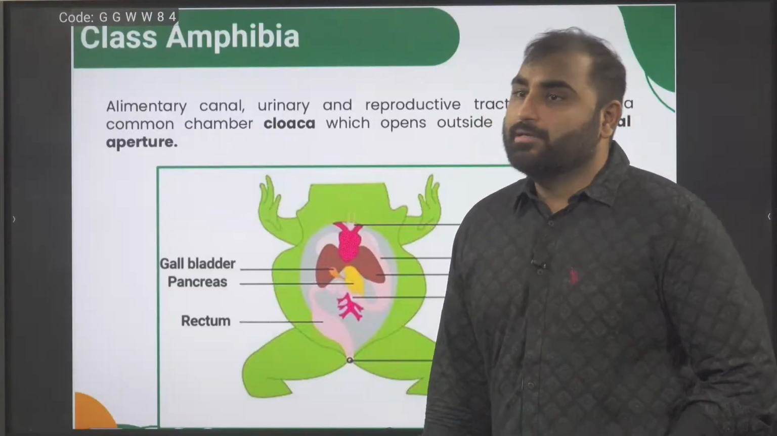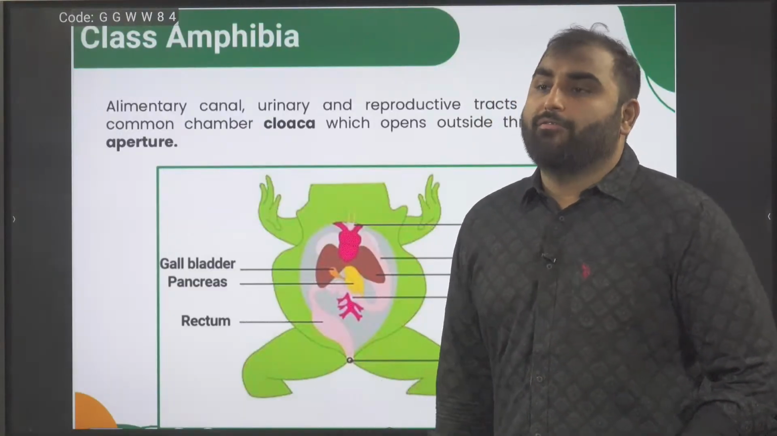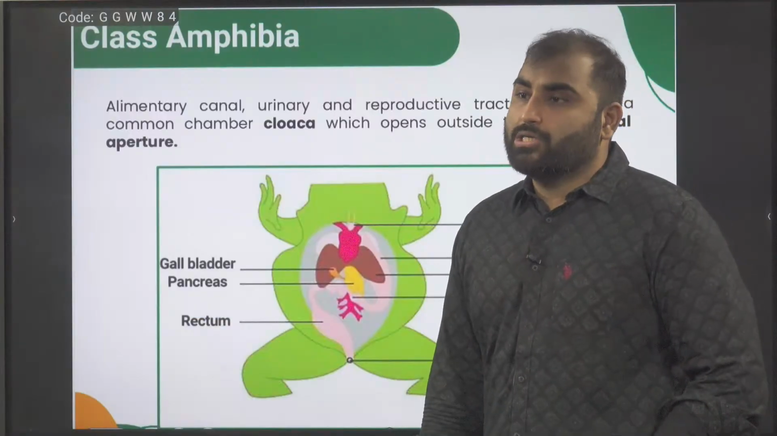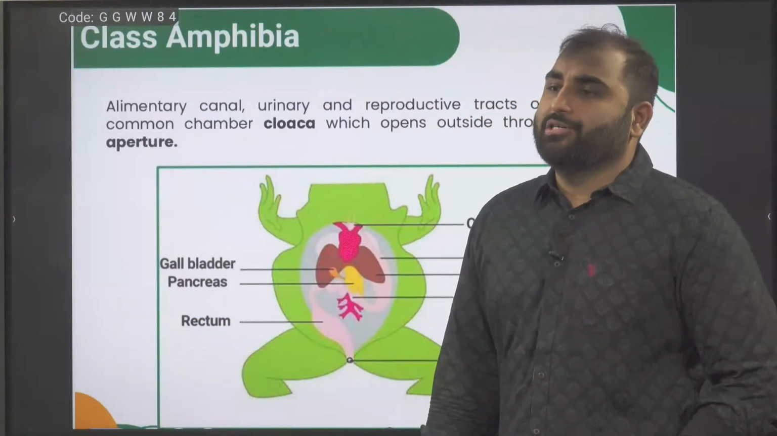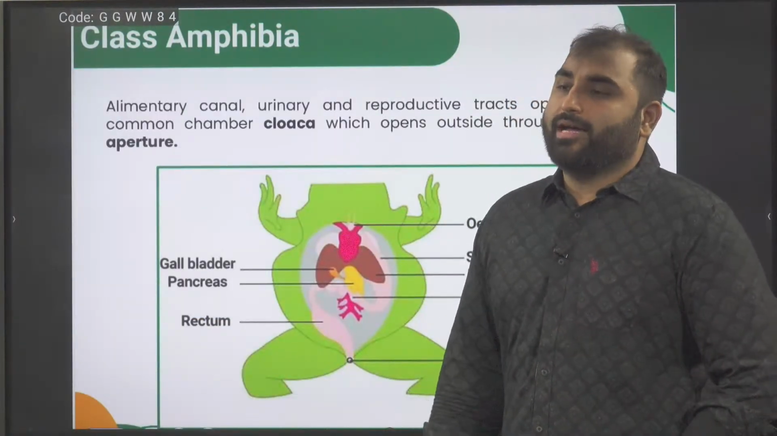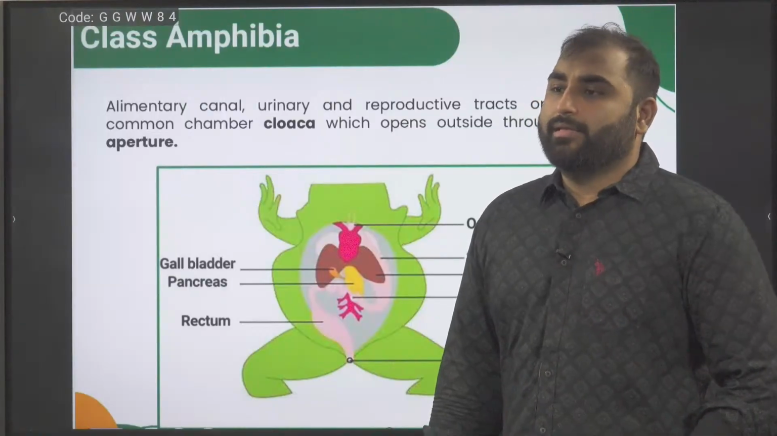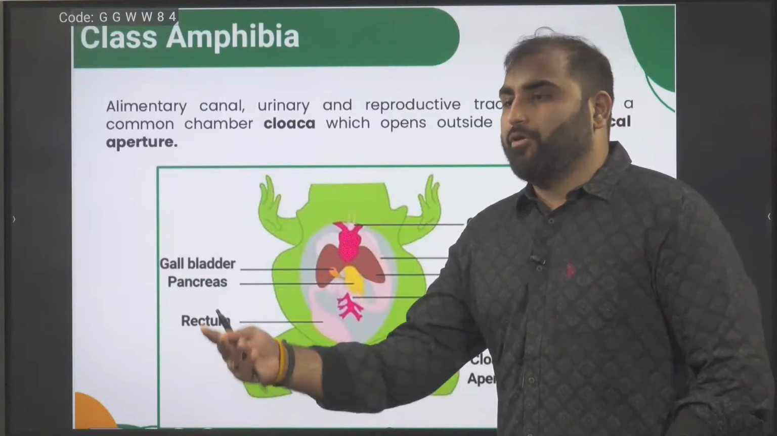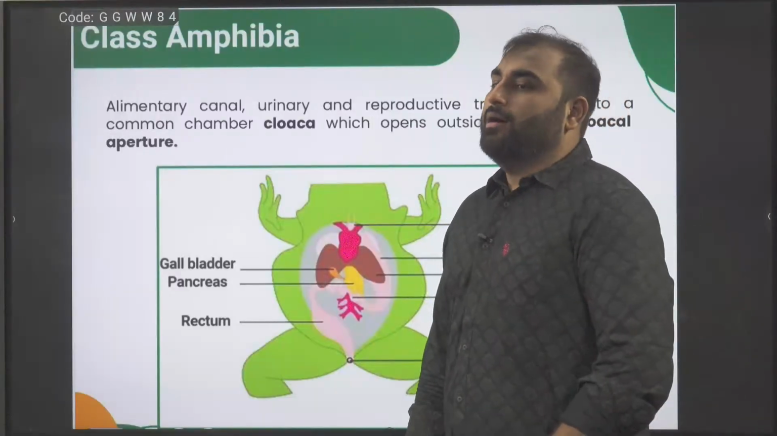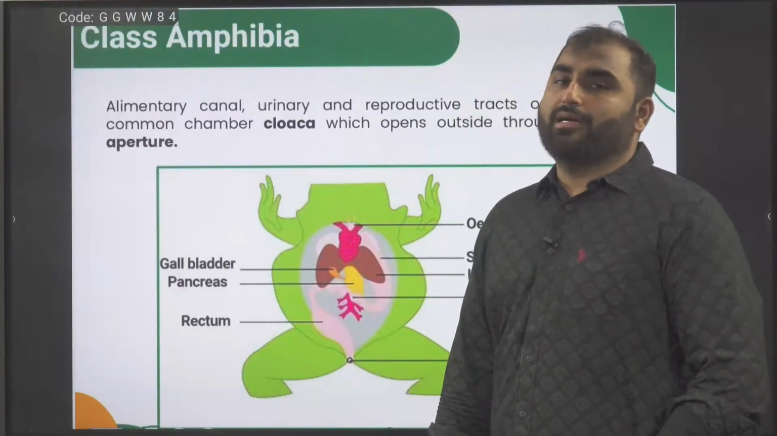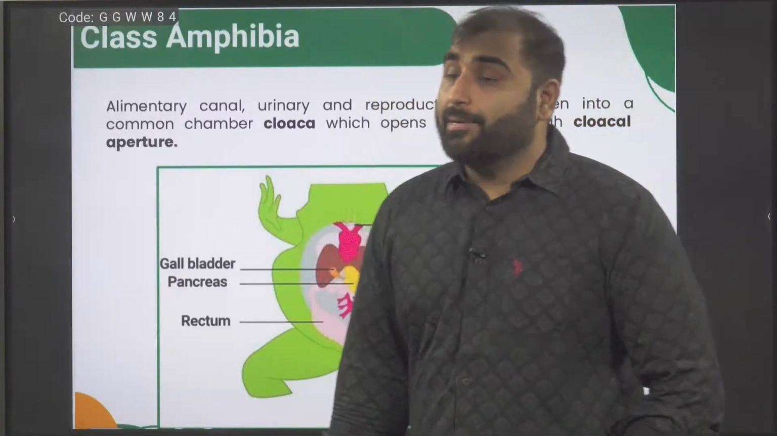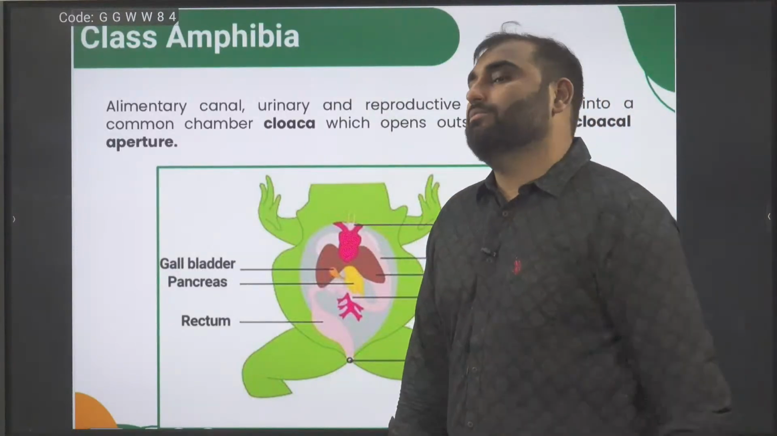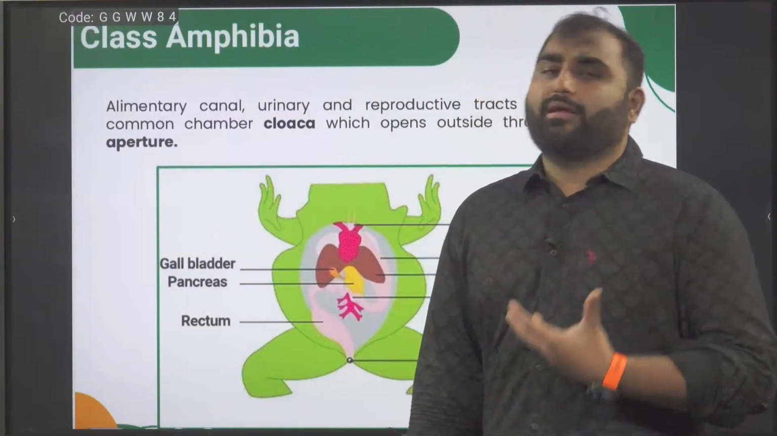Yes, students, correct, it's short. Why is it short? Because adult frogs are carnivorous. The amphibians are carnivorous, so digestion of protein takes a little less time. That's why they have a short alimentary canal. You have seen frogs eating insects and all. Frog is insectivorous, carnivorous, so digestion takes very little time, and the alimentary canal is shorter.